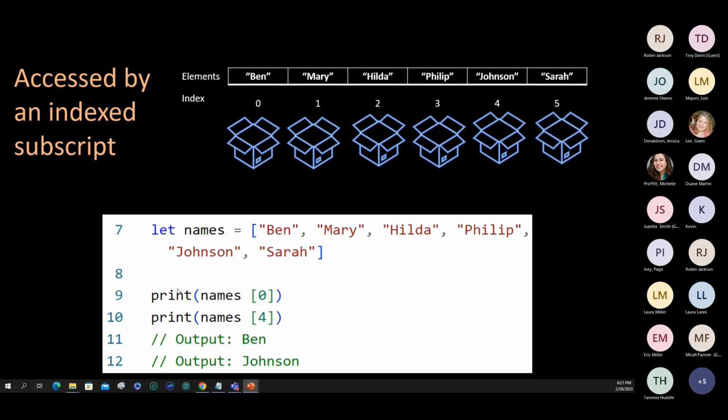So if I say let names equal blah, blah, blah, all of this, and I run this in Playground right now and I say print names 0, it's going to print out Ben. That will be the output. And I say print names 4. I'll start 0, 1, 2, 3, 4. So that's how I get Johnson. So that's essentially how collections behave.